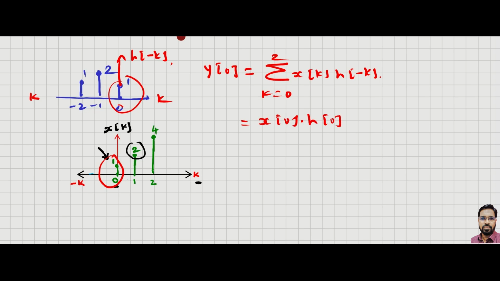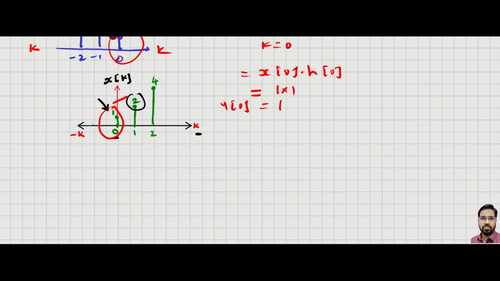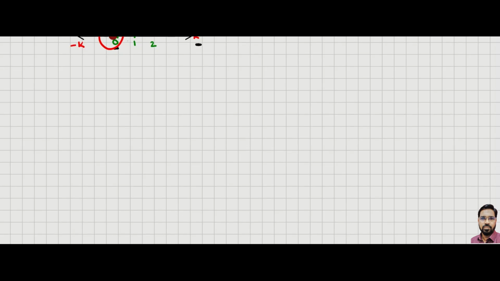So we take the product of these two things. No need to take the product of other values because h of minus k is absent for the other values on the right side; the sequence is present on the left side. So what is the answer? 1 into 1 is 1. It is only the product. Therefore, y of 0 is 1. We can do the same for the remaining values too. Let us check what happens when n is greater than 1.